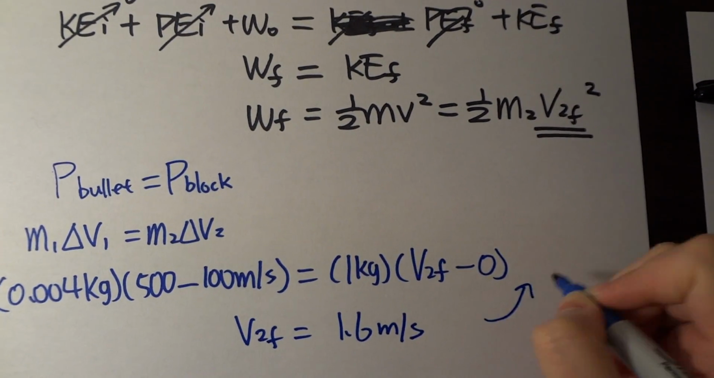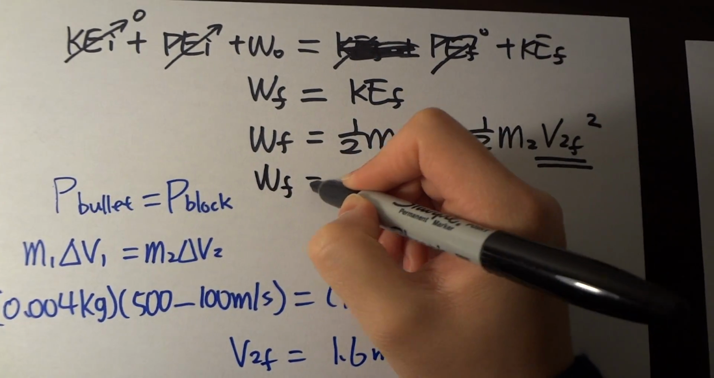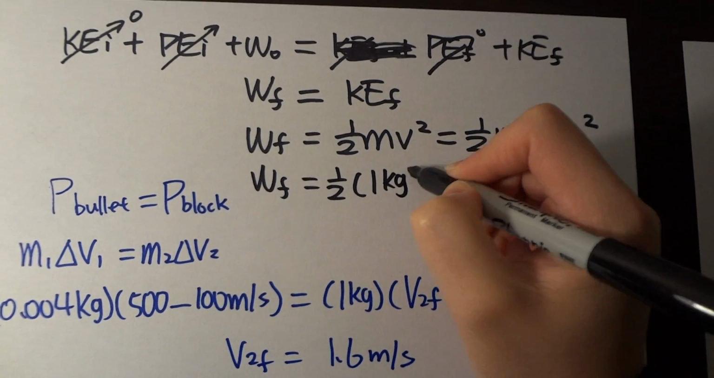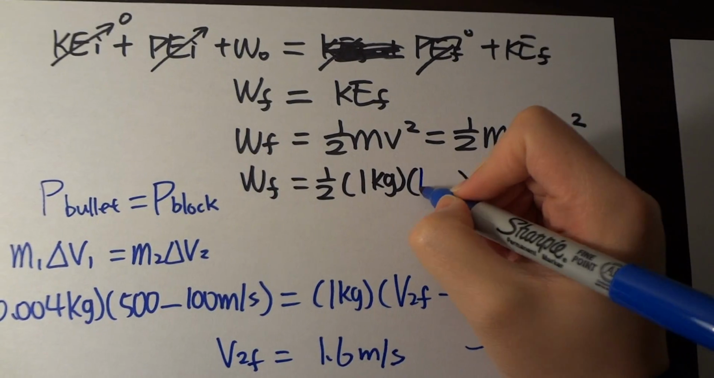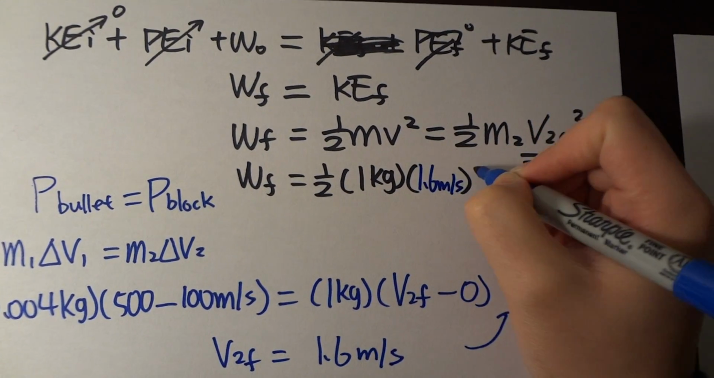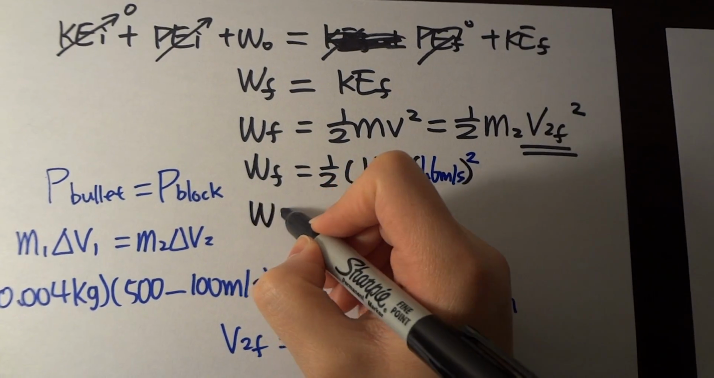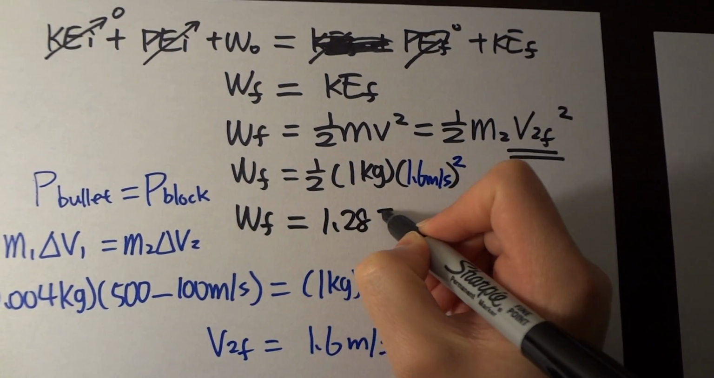And let's plug that back in. The work done by friction is 1/2 the mass of the block times 1.6 meters per second squared. And we got the work done by friction is 1.28 joules.